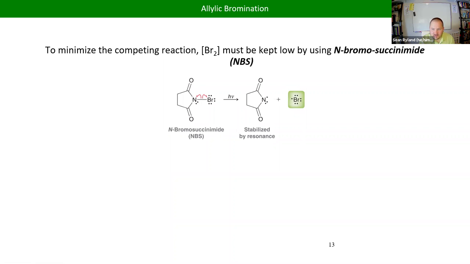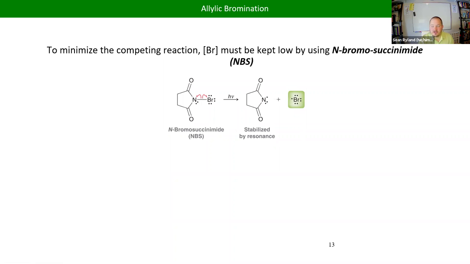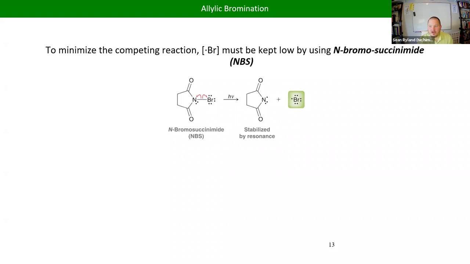I can clarify this a little bit. It's not really that we're keeping the concentration of Br2 down, but there is no concentration of Br2. We want to keep the concentration of the bromine radical down. Because there is no Br2 in this reaction.